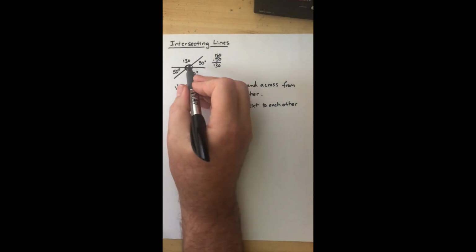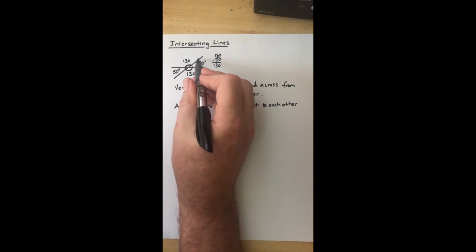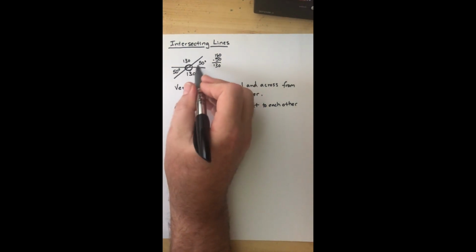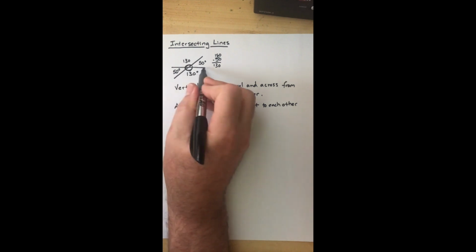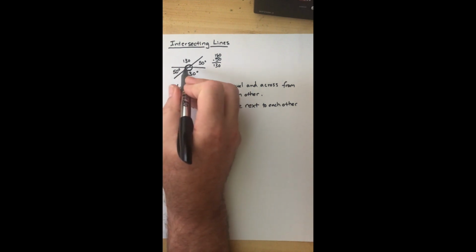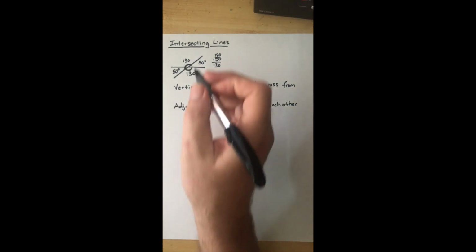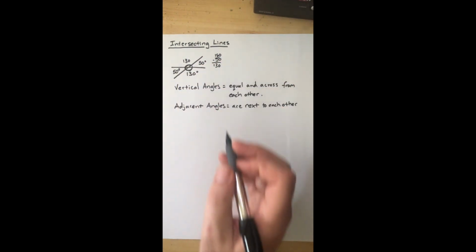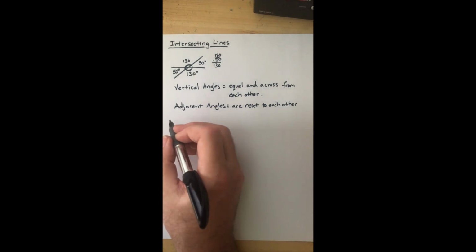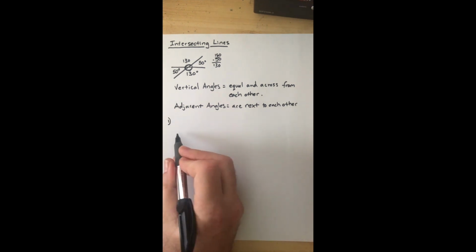Okay, so this 130 and this 50, they're adjacent because they share this line right here. This 50 and this 130 are adjacent because they share that line. This 50 and that 130 are adjacent because they share that line. So adjacent are right next to each other, and then vertical angles are across. So let's do 2 little practice problems, and I'll show you a puzzle, and then I'll give you some stuff to work on. So here we go.